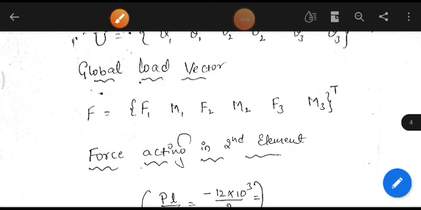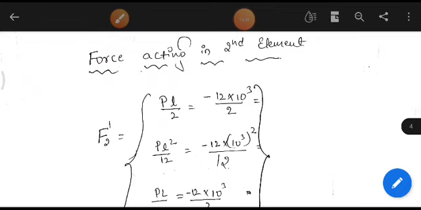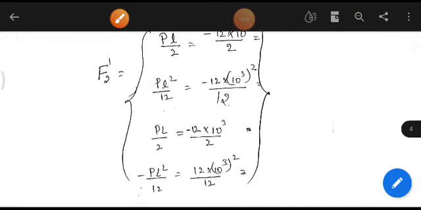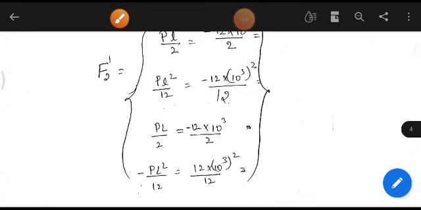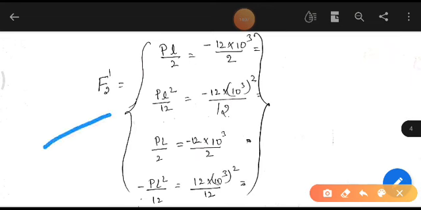As we know that the second element is subjected to UDL. To calculate the UDL force, we have the formula which we have seen in the earlier video. This formula is only used whenever the beam is subjected to UDL. Here we have PL by 2, PL square by 12, PL by 2, and we have minus PL square by 12. If you see this formula here, this F2 dash is nothing but the UDL force applied at the second element.